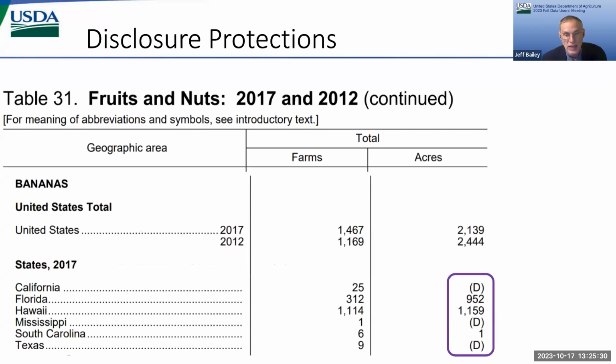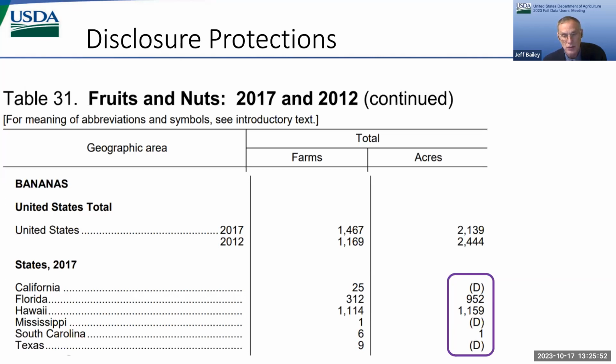So here's an example to show you what we do with disclosure. This is for the state of Mississippi. And so you can see that there in the middle, there's only one farm with bananas. And so the acres for that one farm is suppressed. So bananas is a primary suppression.